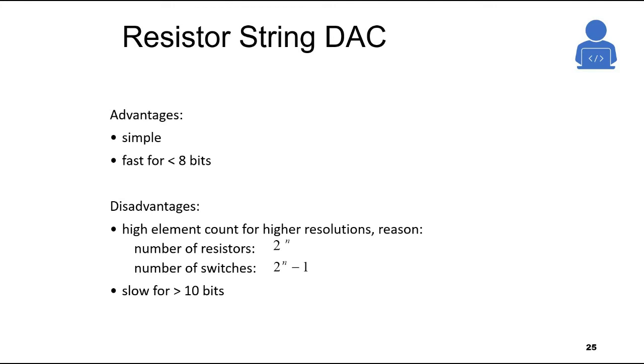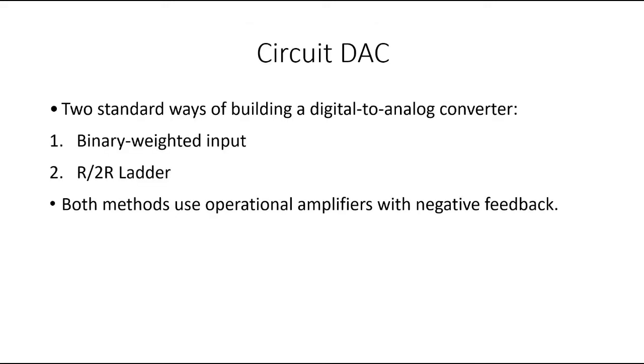So these resistor strings have a disadvantage. They are simple and fast for less than 8 bits, but they also have a disadvantage, which is high element count for higher resolutions: the number of resistors is 2 to the power of n. So when our bits increase, the number of resistors and the number of switches also increases. And then it is slow for greater than 10 bits.